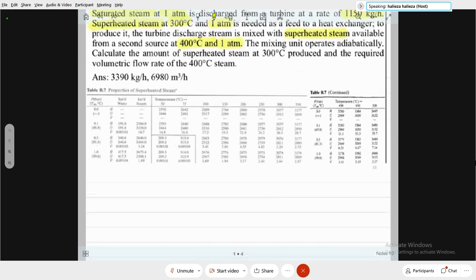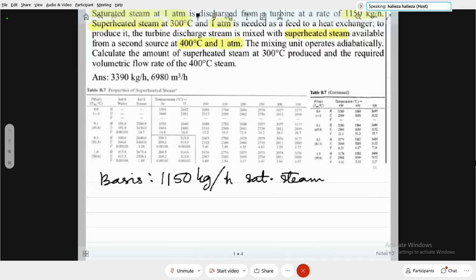Okay, first, what you need to do, guys? If you don't know what is going on, you have to draw the diagram. What's the first thing? Basis. Okay, what's the basis? We can choose either 1,150 kg per hour or the other. Okay, thank you. So that's your basis of what? Of saturated steam.